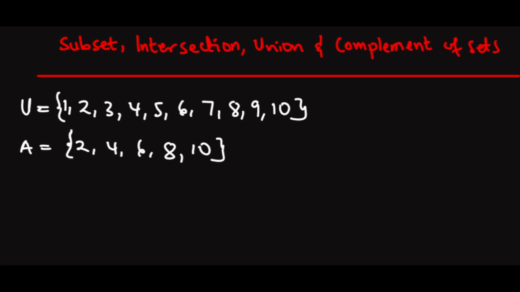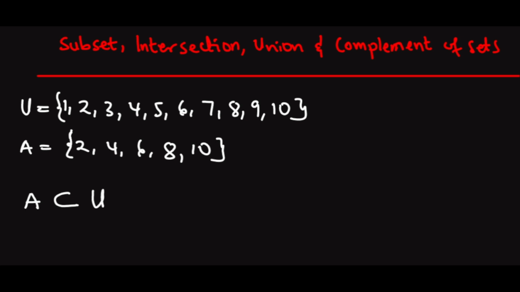Now we say A is a subset. This is the symbol we use to represent subsets. It's like a C, but it's elongated. So A is a subset of U.